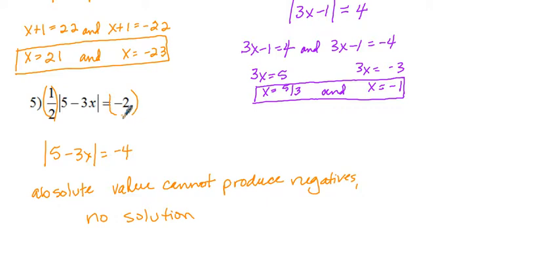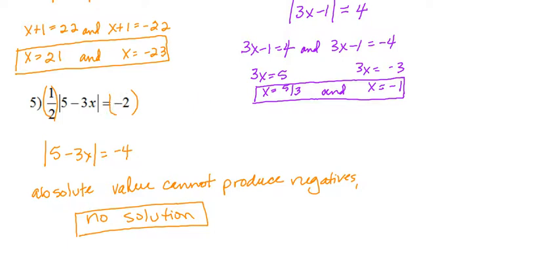So always look for that. Always look for absolute value of something equals a negative. You can pause and save yourself some work because there is no solution to this. There is no value of x you could ever put in here that would produce a negative number. Alright, so those are absolute value equations when there's an equal sign involved.